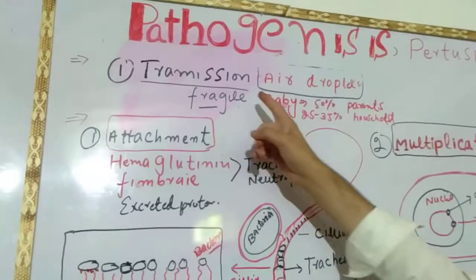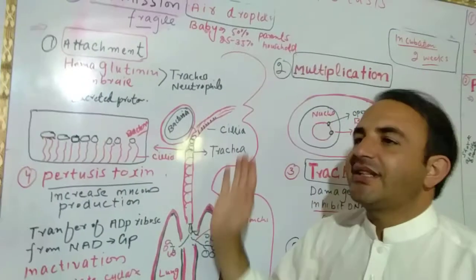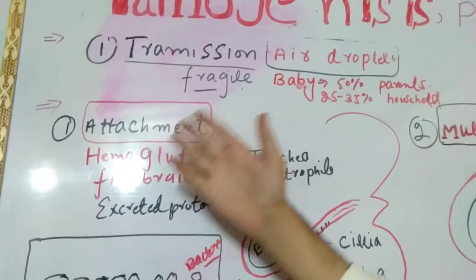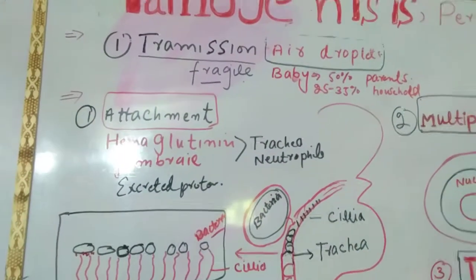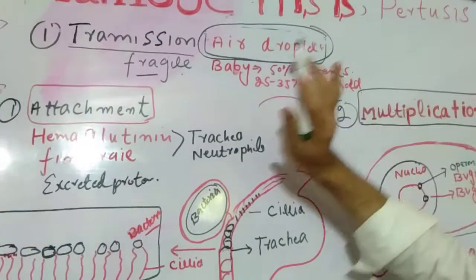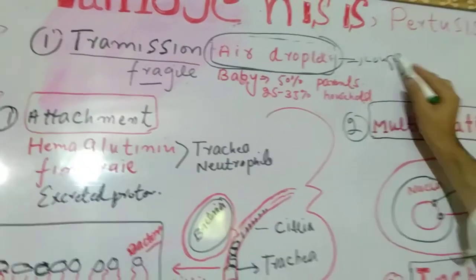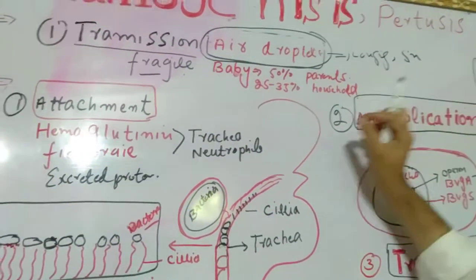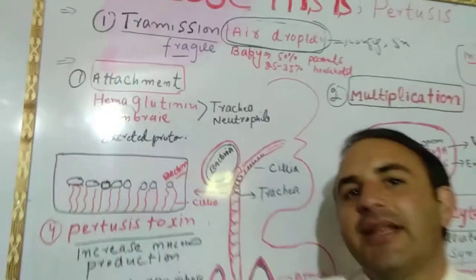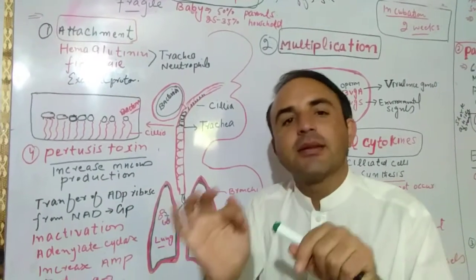In the pathogenesis, the first step is transmission. The question arises: how is the bacteria transmitted from one person to another? The simple answer is that this bacteria is transmitted through air droplets. When an infected person is coughing or sneezing, the bacteria suspended in the air form an aerosol, and in the form of aerosol, this bacteria is transmitted from one person to another.